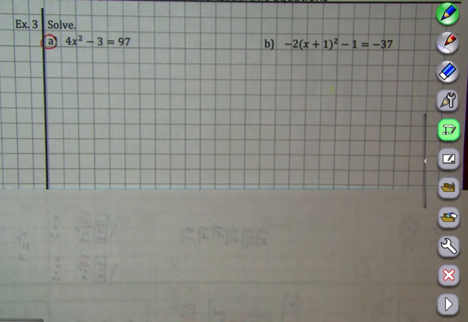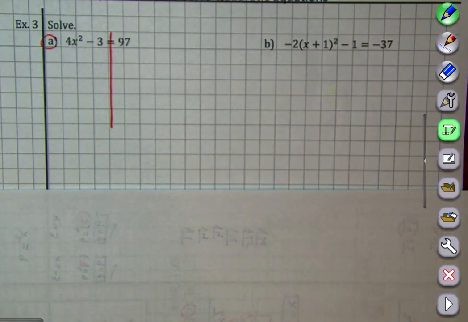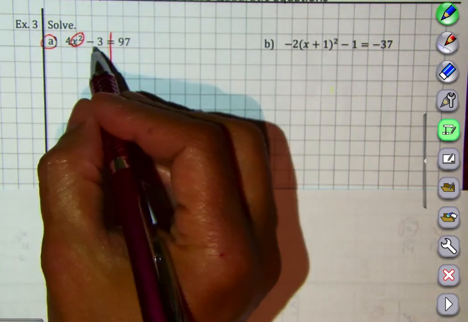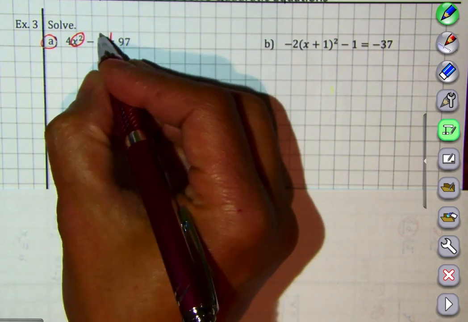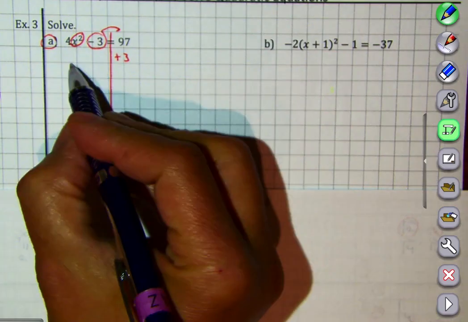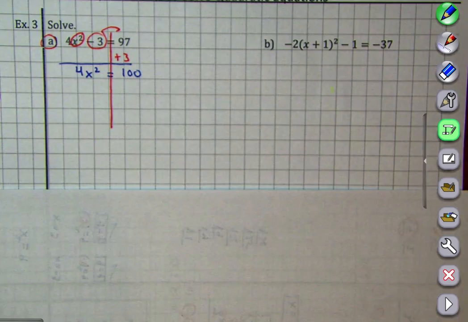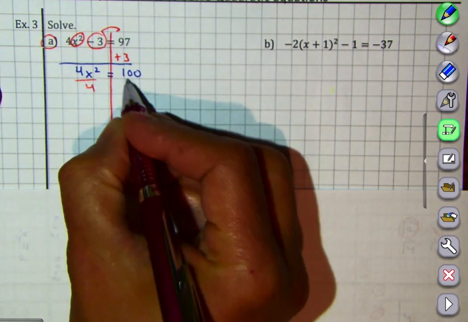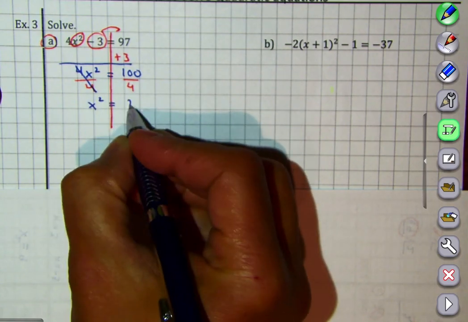Excellent. So therefore, I'm going to draw the line. I need to leave the x squared by itself, so I need to isolate the x squared. So I need to get rid of the 4 and the negative 3. So I'm going to get rid of the negative 3, add 3 on both sides, or just move it to the right. We can say positive 3. So now we have 4x squared equals 100. I need to leave the x squared by itself still, so I need to divide by 4 on both sides. My 4's cancel. I have x squared equals 25.